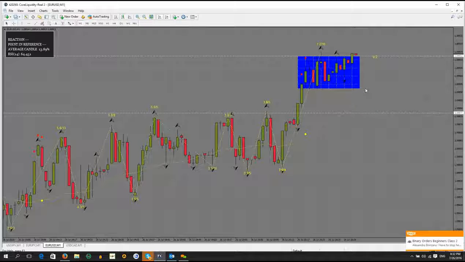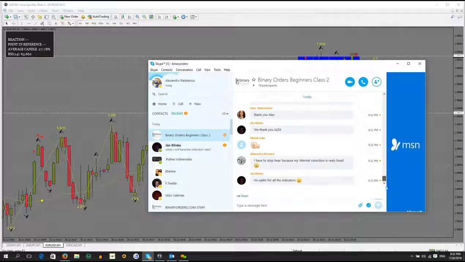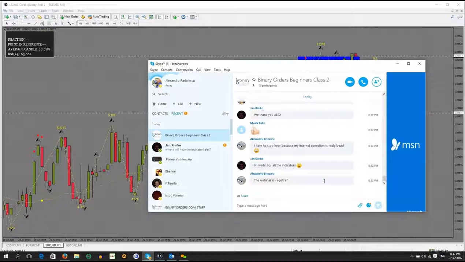But I always recommend, when I give you the new indicator, again, please be patient. Do not test it on a real account. You are not prepared to do that. You will have to test it on demo.